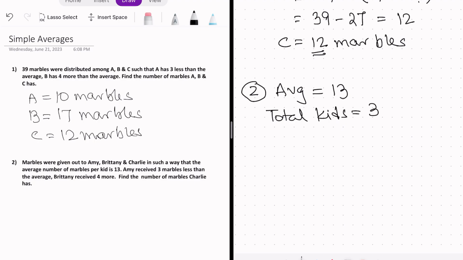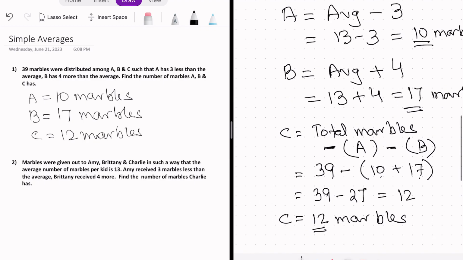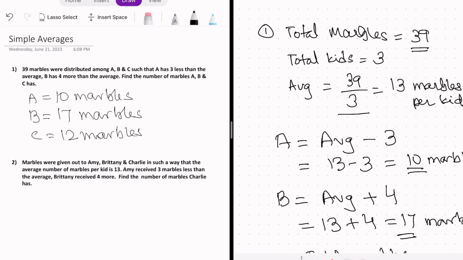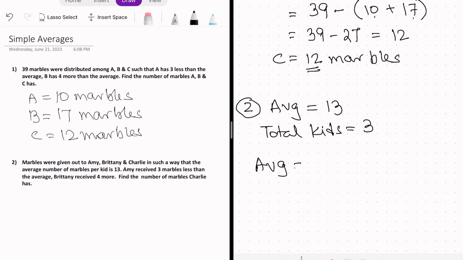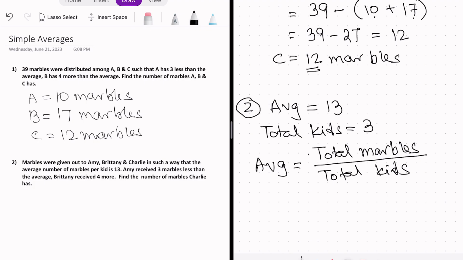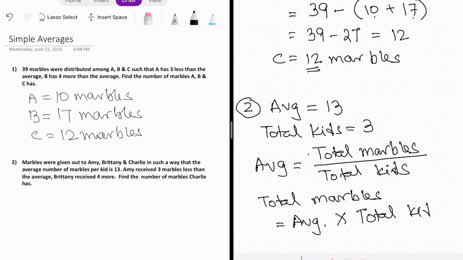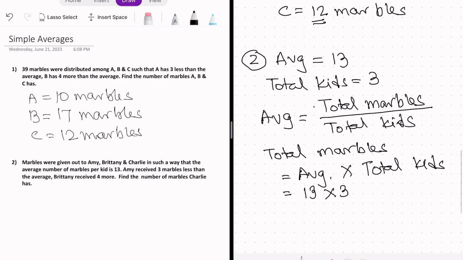So now we know average by the formula that we discussed earlier is total marbles divided by total kids. So from here, I know what the total number of marbles would be. So if I do that calculation, total marbles is equal to the average number of marbles per kid multiplied by the total number of kids. So using this formula, I know that there was 13 marbles per kid as an average, and we have 3 kids. So this gives 39.